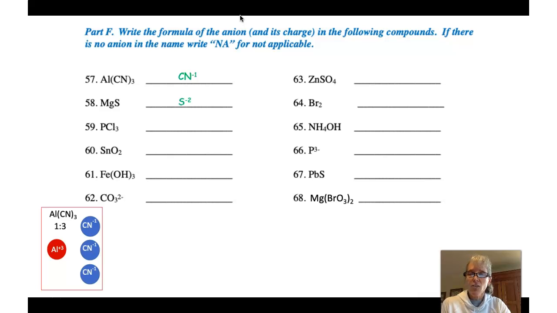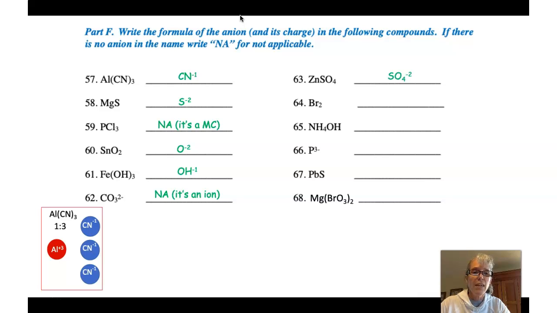Okay, 58, sulfur's a -2. We get that from the periodic table. 59, this is a molecular compound, so you should write NA. 60, this one is O-2 because oxygen, if it's charged, is always -2. Okay, 61, hydroxide is always a -1. And 62 is NA because it's an ion.